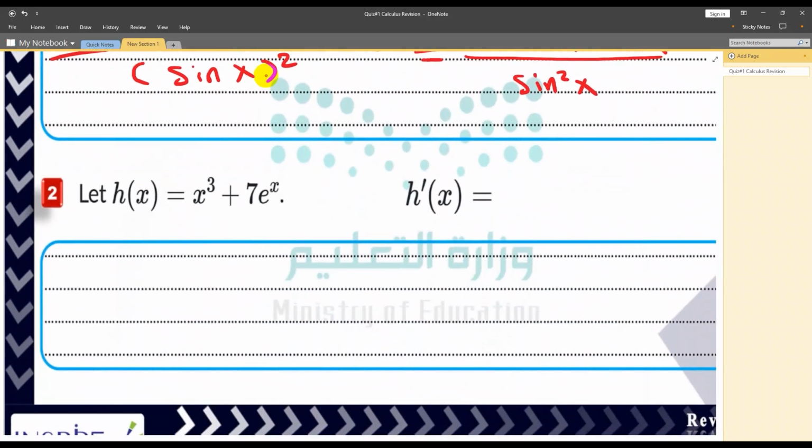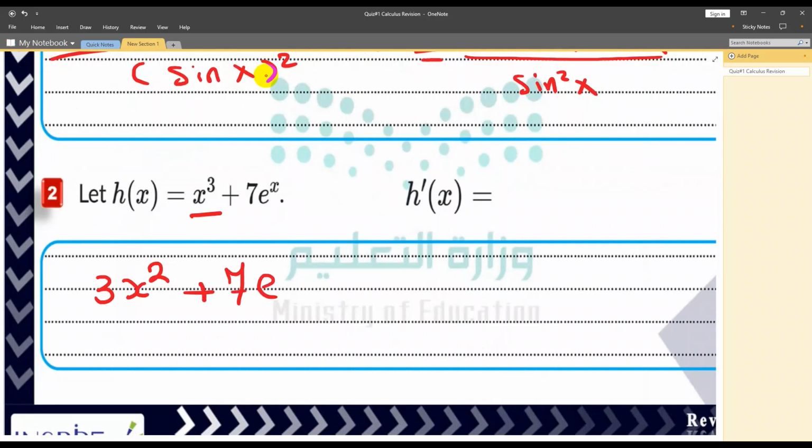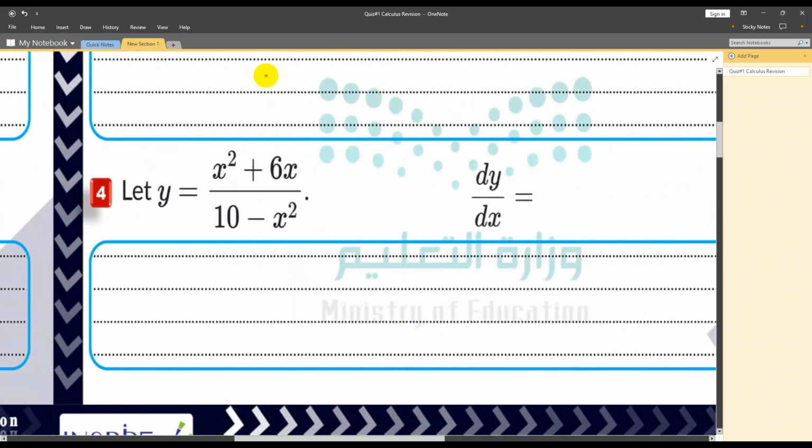This one is very easy. You will use the power rule, so multiply by 3 and subtract 1, and the derivative of e power x is the same, so it will be 7e power x. Okay, next one.